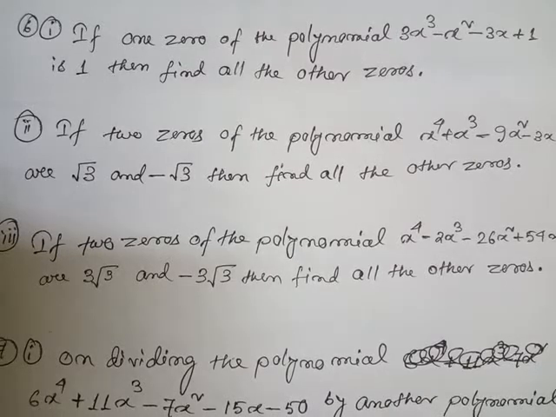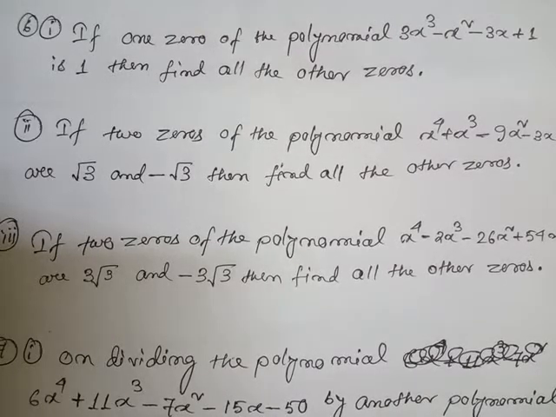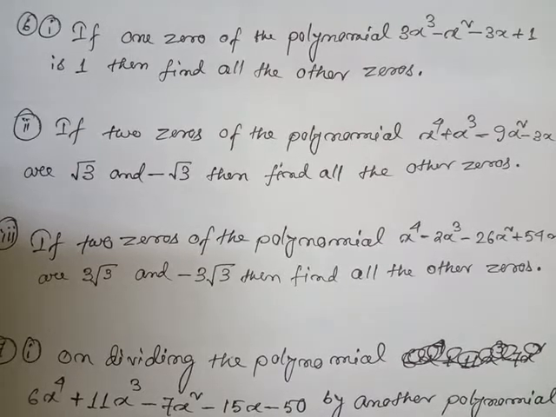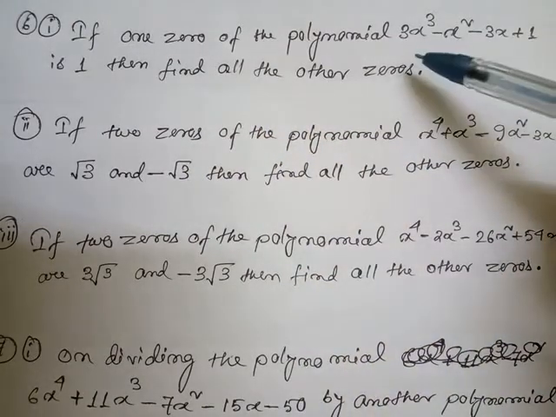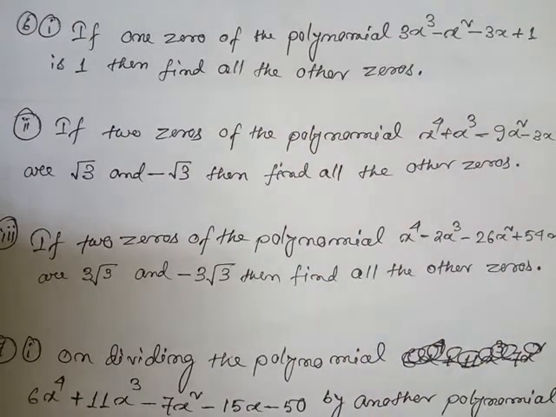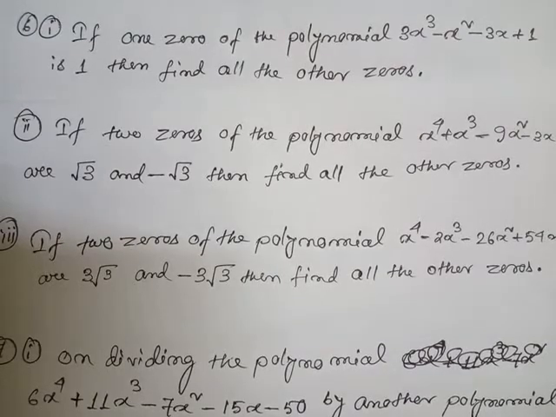Now student, next question is 6 Roman 1. This is also from exercise 2.3, class 10 general maths. The first question 6 Roman 1 is: if one zero of the polynomial, this is the polynomial, is 1, then find all other zeros. We are now going to solve this 6 Roman 1. Let's have a look at how to solve this one.